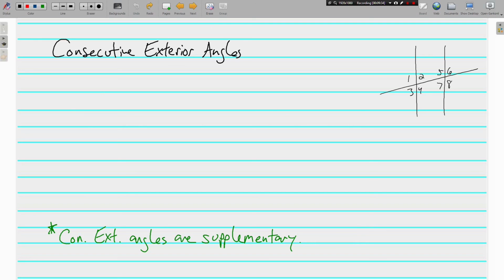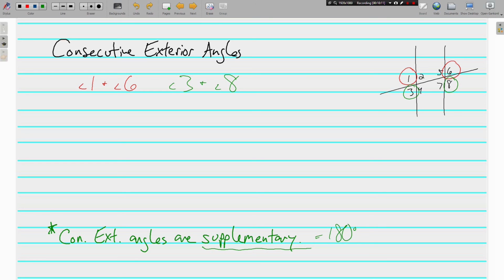And our last pair are consecutive exterior angles. Consecutive, on the same side of the transversal. Exterior is going to mean outside the parallel lines. Angle 1 and angle 6 are consecutive exterior angles. And our other pair is angle 3 and angle 8. And once again, these are supplementary, which means they equal 180 degrees.